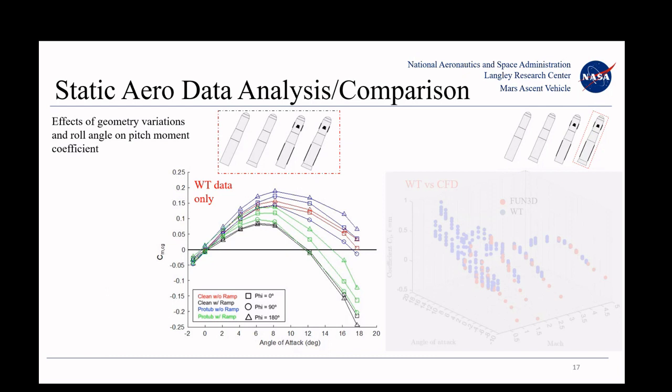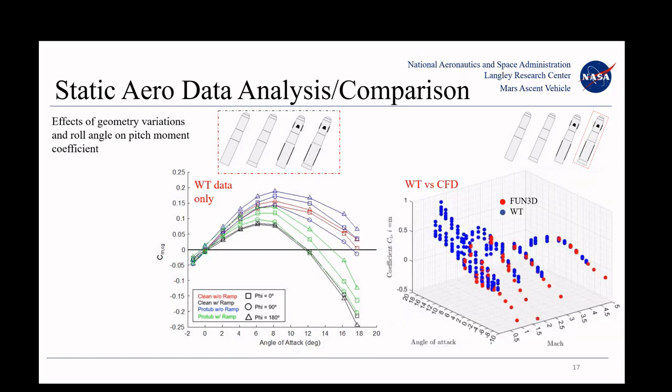As you can see, there's two trim points at Mach 4.96. This is Mach 4.96, I should label that here. And there's a big variation between all four configurations when it comes to the pitch moment. But as we compare with CFD, the red dots are Fun 3D data. The blue dots are wind tunnel data.